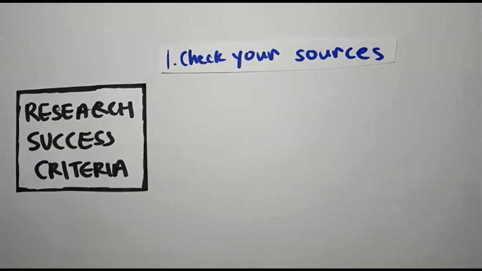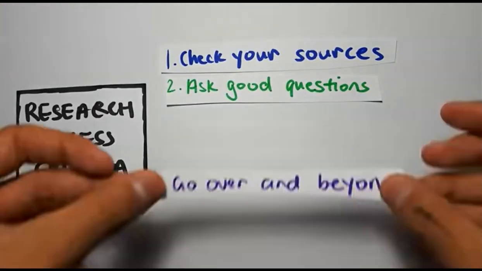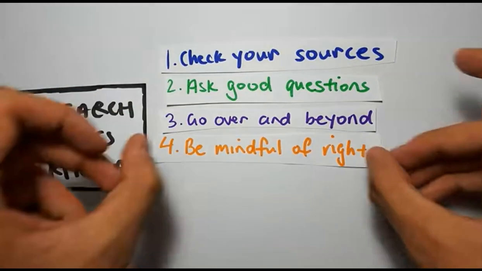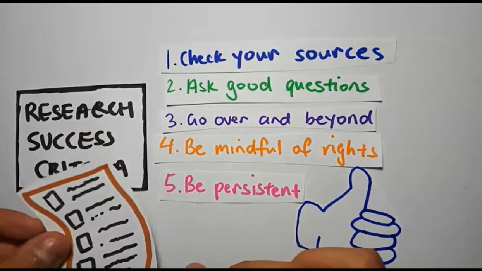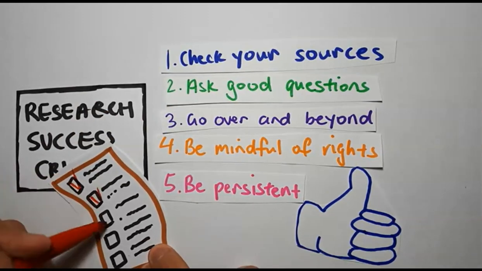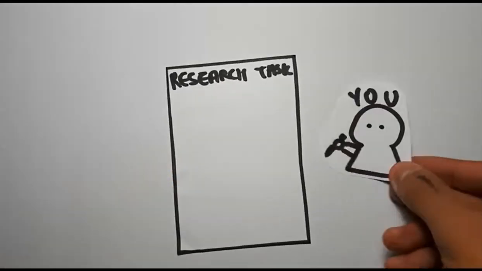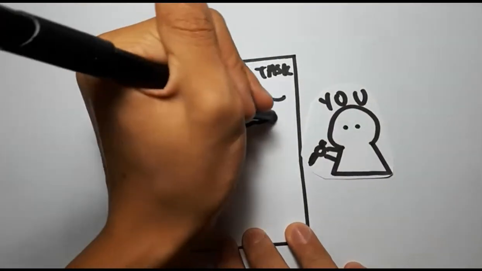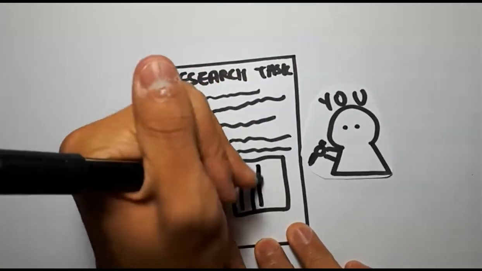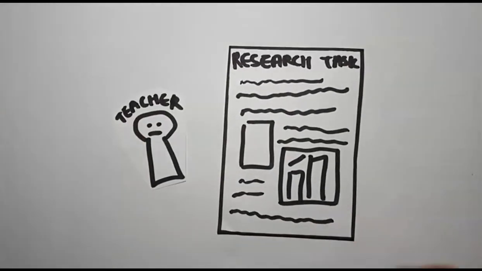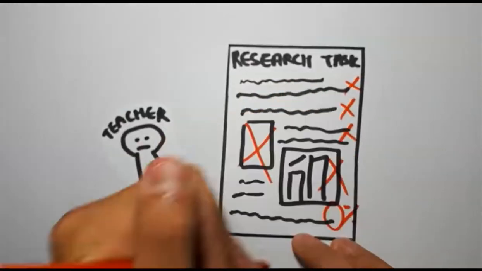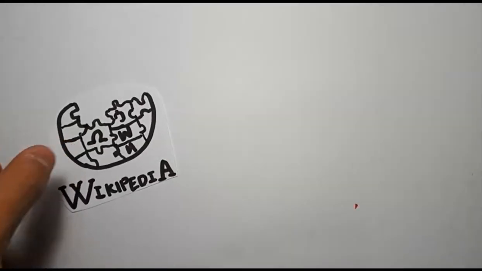Number 1, check your sources. Number 2, ask good questions. Number 3, go over and beyond. Number 4, be mindful of rights. And number 5, be persistent. Firstly, number 1, check your sources. It is always important to check your sources as getting incorrect and wrong information from inaccurate sources can be detrimental, as you will be learning the wrong information and might also have your marks deducted due to the false information you have gathered. To avoid this, you must use reliable and trustworthy sources.